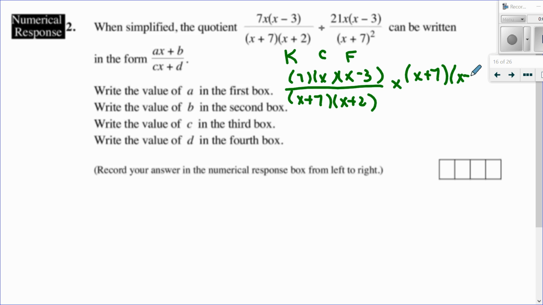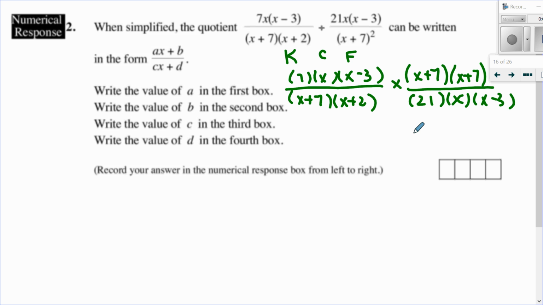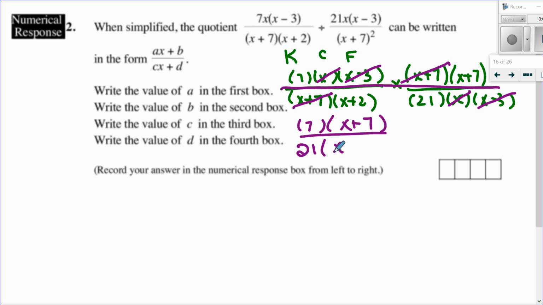So I'm going to write x plus 7 squared as x plus 7 times x plus 7. And then 21 times x minus 3. So I always like to write my monomials as number times variable. Okay, since I'm multiplying, I can just treat this as one big fraction and then look for common factors to cancel. So I have an x minus 3 and an x minus 3. I have an x plus 7 and an x plus 7, an x and an x. And it looks like that's it, so we'll bring them together, which is 7 times x plus 7 over 21 times x plus 2.